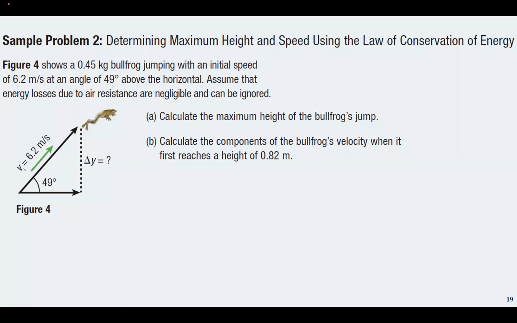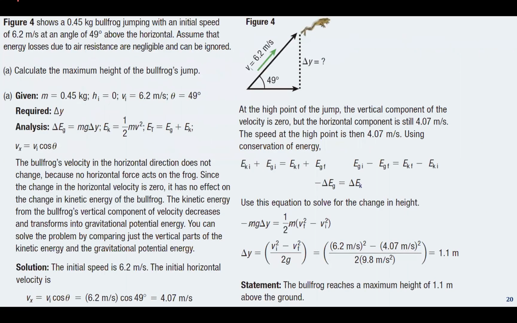All right, have you finished? Okay, let's have a look at the problem in detail. In question A, we are given the following information. Mass of the bullfrog is 0.45 kilograms. hI is 0, vI is 6.2 meters per second, and theta equals 49 degrees, as shown here in the figure on top right. And we want to find delta y here.